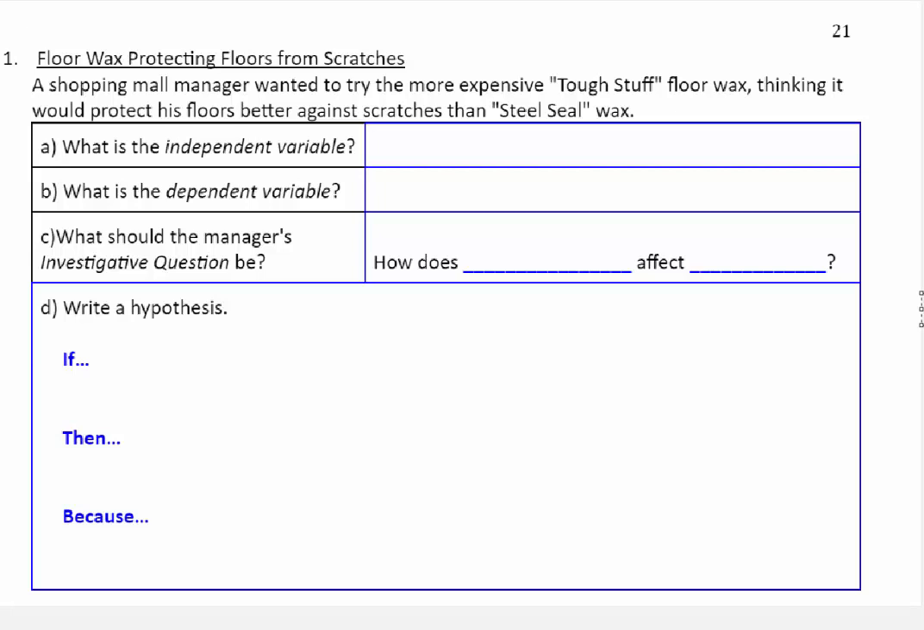We're looking at the top of page 21 now, and we're reading question number 1. This is the first question from your homework. So there are 3 homework questions. We're going to do one together at this point in time. So the first one we're going to look at is the floor wax protecting floors from scratches.